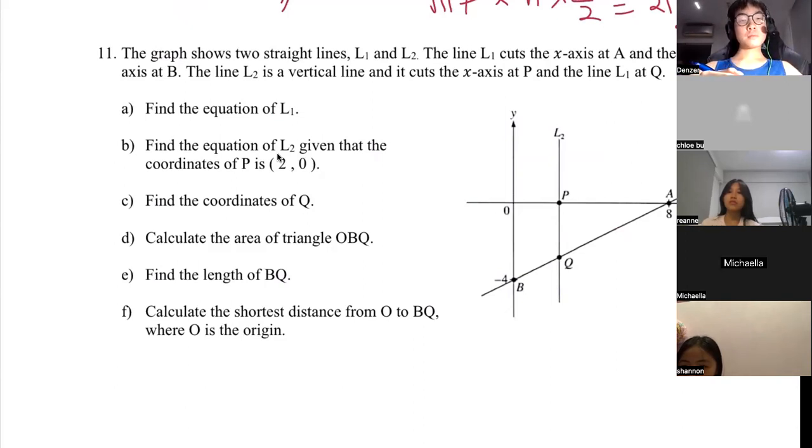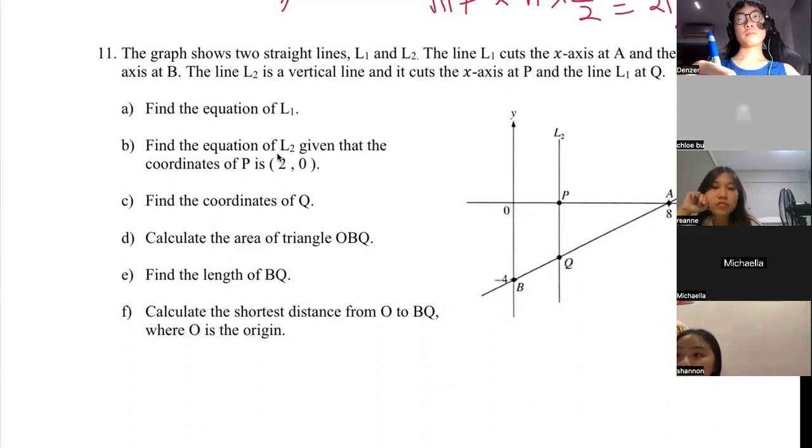Okay, come, let's take a look at this one. The graph shows two straight lines, L1 and L2. The line L1 cuts the x-axis at A and the y-axis at B. Okay, the line L2 is a vertical line, and it cuts the x-axis at P and L1 at Q. Wow, so many lines coming in. Find the equation of L1. How? Can I find gradient or not?